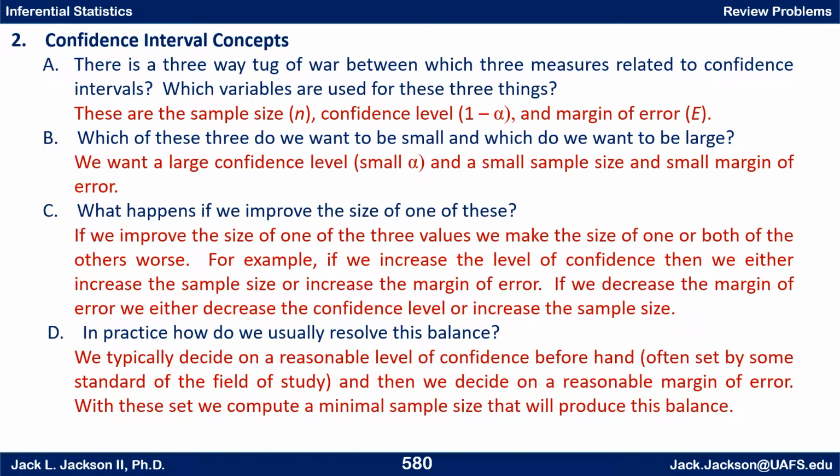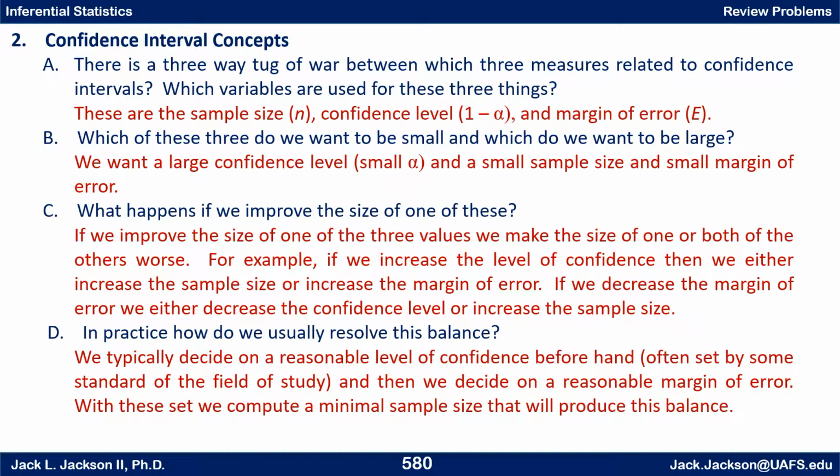Well, the 3 things that are in a tug-of-war are the sample size, n, lowercase n, the confidence level, which I usually call CL or 1 minus alpha, and the margin of error, which we'll call E, capital E. Which of these 3 do we want to be small and which do we want to be large? We want the confidence level to be large, which would correspond to a small value for alpha, large confidence level. We want a small sample size and a small margin of error.